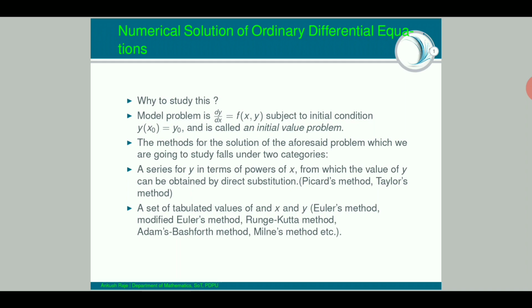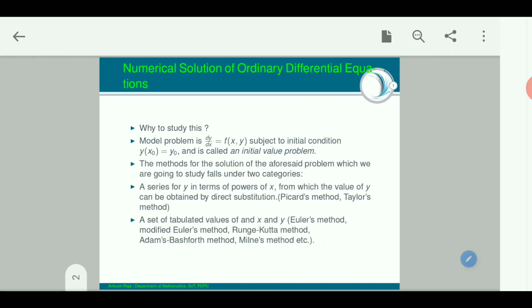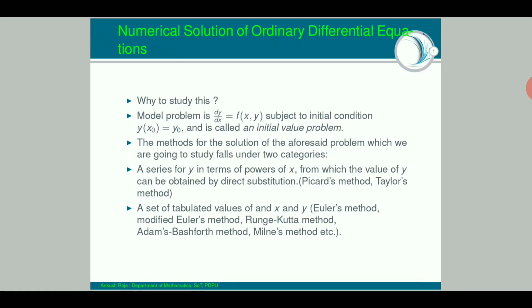In that video conferencing session on Zoom, we saw why it is important to study numerical solution of ordinary differential equations. We also saw the model problem that we are going to face here. That was the initial value problem, that is dy by dx equals a function of two variables, f(x, y), subject to some initial condition, y at x naught equals y naught.